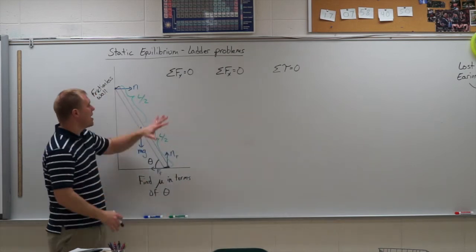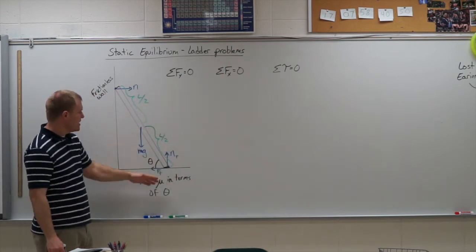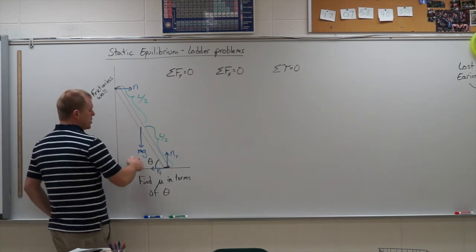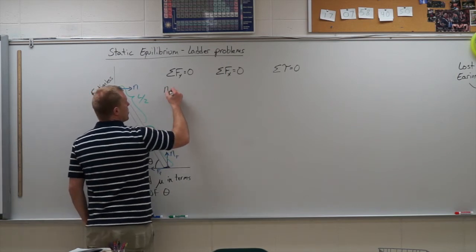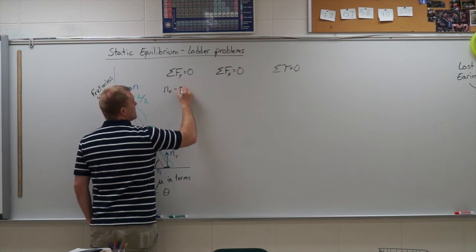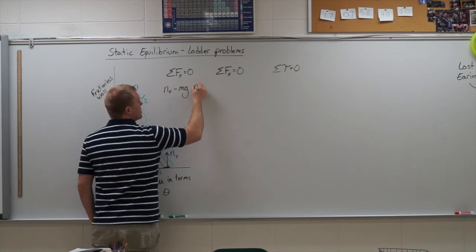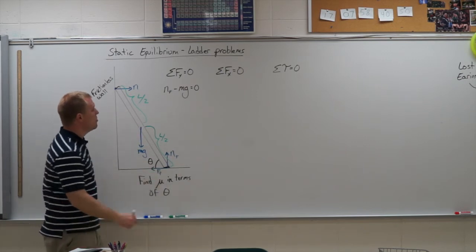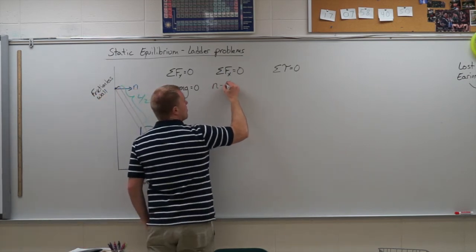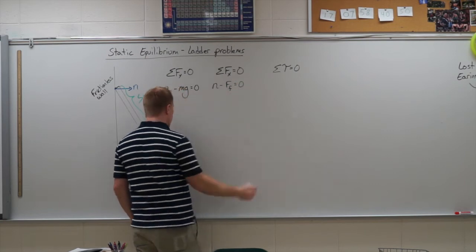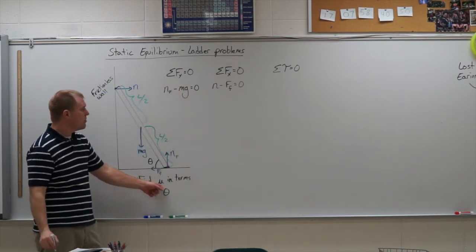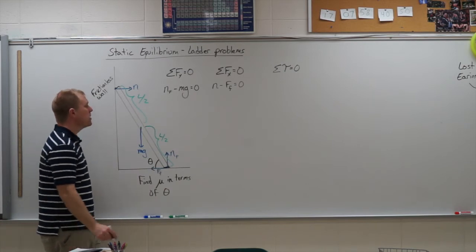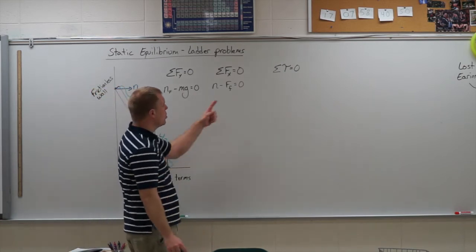So let's go ahead and set up our force equations. Since everything is nice in the x and y direction to start with, we'll do those. In the y direction, I have normal force from the floor minus mg, the weight of the ladder, equals 0. In the x direction, I have friction and normal force, so I have normal force minus the force of friction equals 0. We are going to try and find the coefficient of friction, which is sitting inside that force of friction. And then our torque equation.